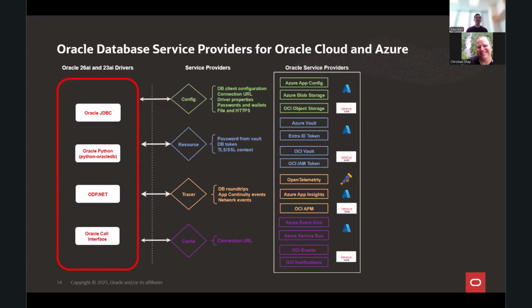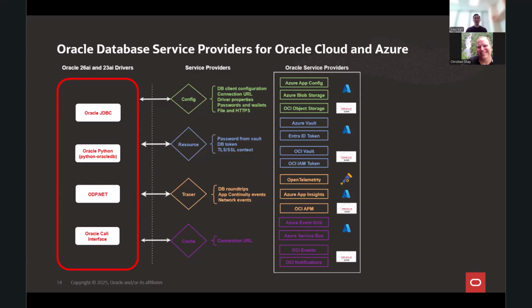All our drivers, starting with 23ai and including 26ai, support four major areas of services. One is configuration at the top. That includes the client configuration, the URL for the connection, kind of like your connection string now for the cloud, the properties of the driver, passwords and wallets, file, and HTTPS use. And in Azure, that is stored in the Azure App Config or the Azure Blob Storage, and in OCI it is in OCI Object Storage.